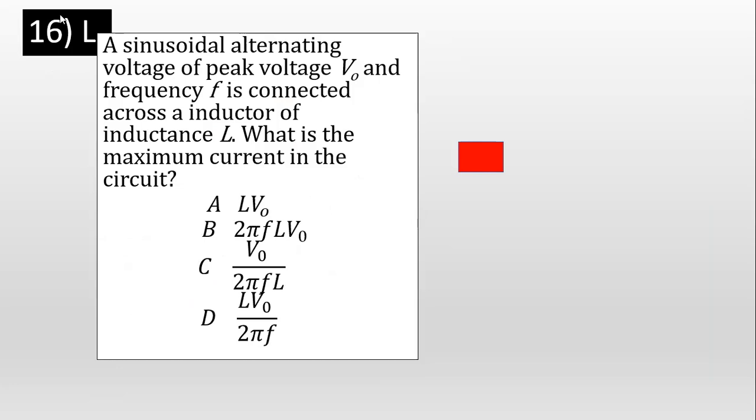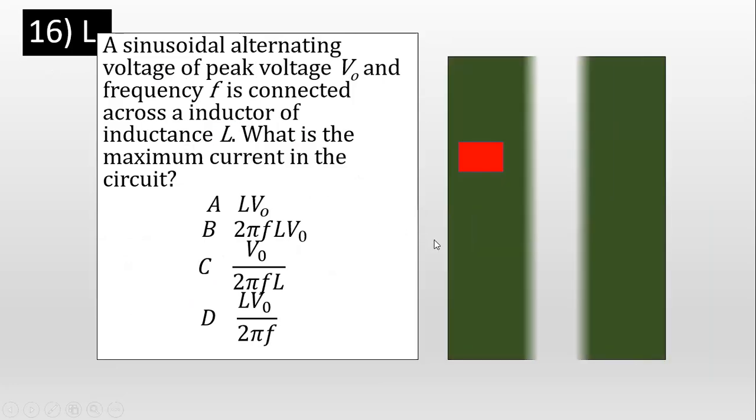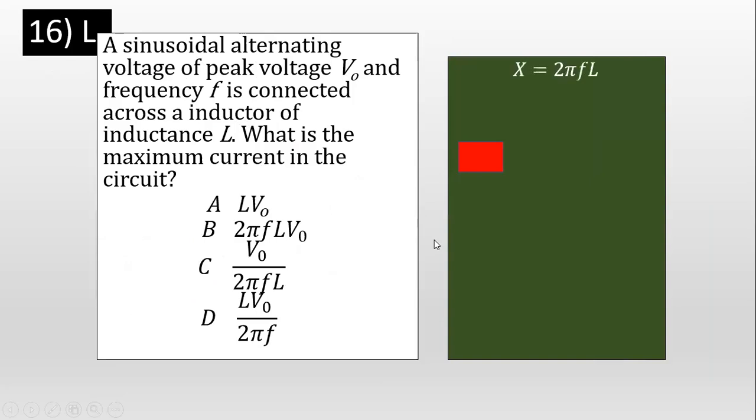This one tends to be challenging for you. A sinusoidal alternating voltage of peak value V naught and frequency F is connected across an inductor of inductance L. What is the maximum current in the circuit? Same thing, find your reactance first. Reactance of the inductor is 2 pi F L. And I naught is V naught over X. V naught is given, X is this one. Put in your value. So the answer is C.